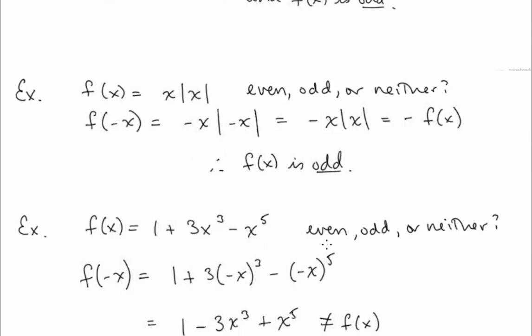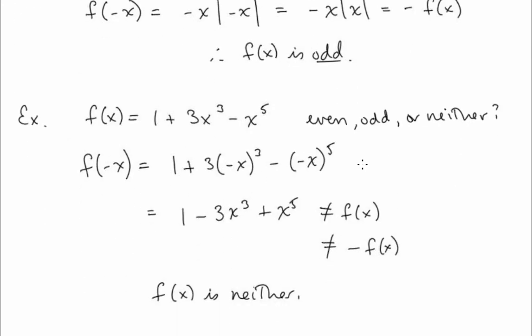Let's take a look at another. F of x equals x times the absolute value of x. Is it even, odd, or neither? Again, we start by plugging in negative x. And so here we have negative x times the absolute value of negative x. Well, we know that this negative sign doesn't have any effect inside the absolute value, so we can simplify by removing that. And so we have negative x times absolute value of x. And this is negative of the given function f of x. So here we have f of negative x is equal to negative f of x, and this function is also odd.